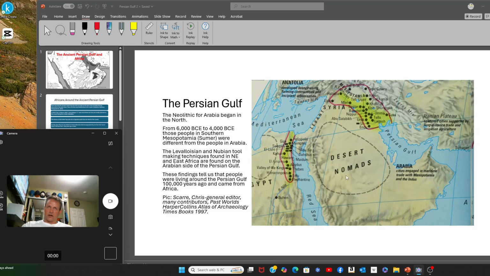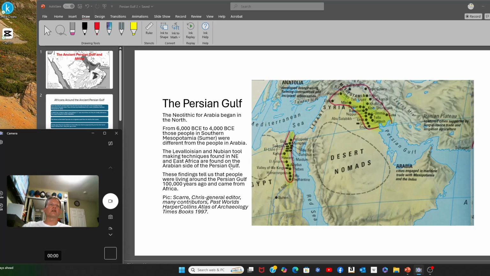And then in Arabia, we got desert nomads, and we got cities engaged in maritime trade with Mesopotamia and the Indus. So they have boats and ships here in the Persian Gulf that are leaving and trading north with Mesopotamia and with India. And then these desert nomads are different people than the people who are here in southern Sumer. Okay.